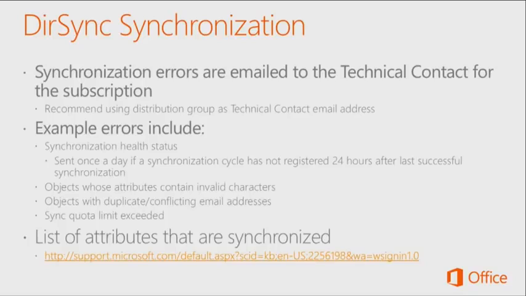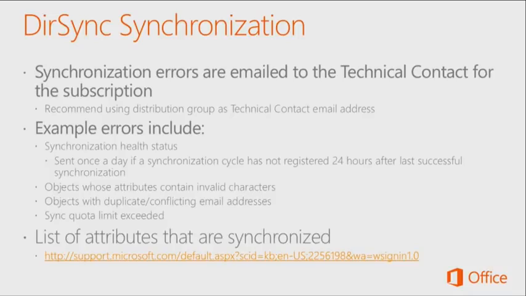Synchronization errors are emailed to the technical contact for the subscription. In our case, we assign an admin to every one of our customer accounts, and that admin is also given the technical contact email address so that we get those synchronization errors. Sometimes the client wants to get those synchronization errors, so you can just give them the technical contact role. Example errors include synchronization health issues, which are sent once a day, and objects whose attributes contain invalid characters.